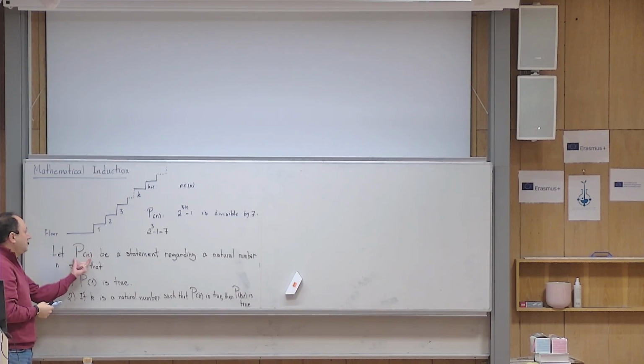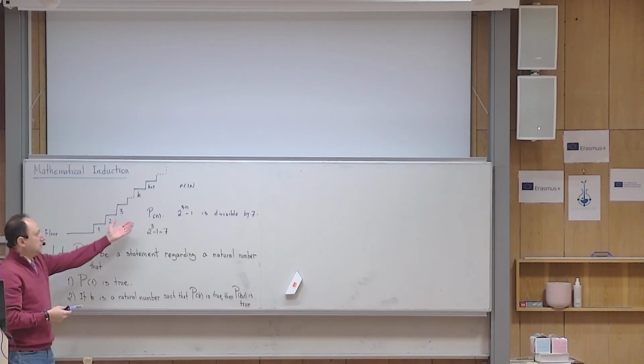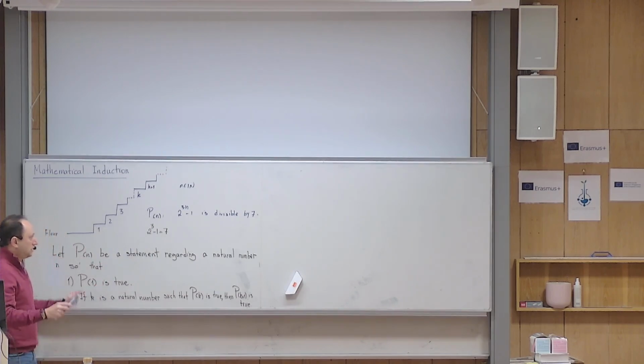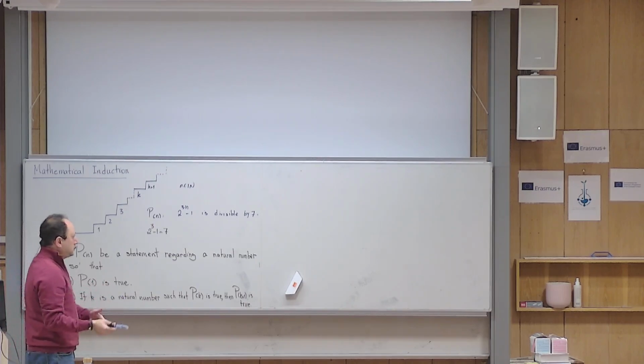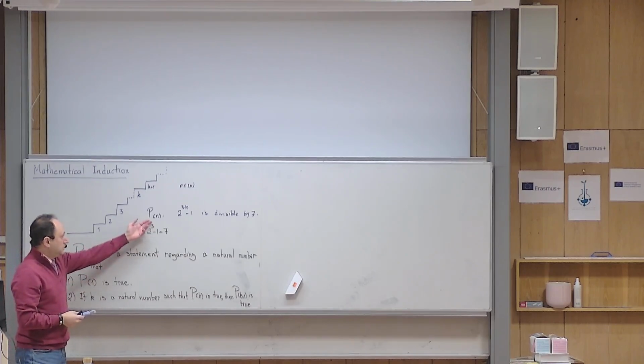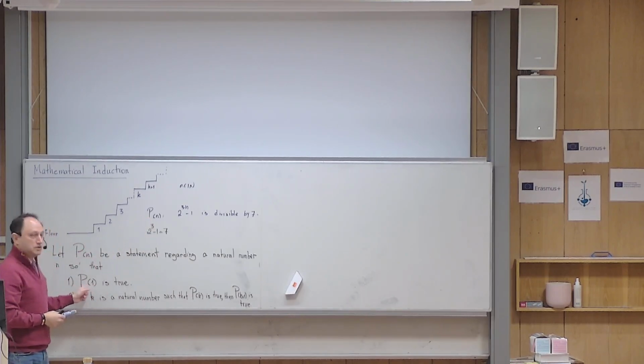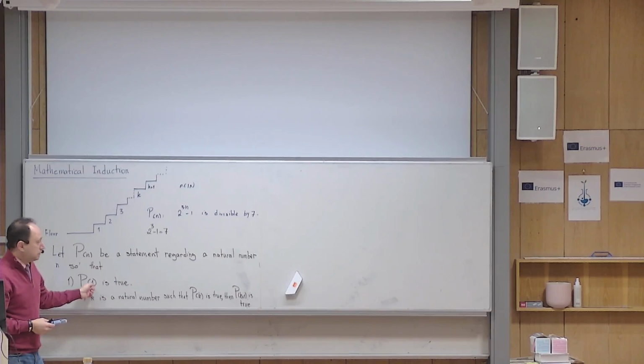When I say I have a statement regarding a natural number n, exactly I mean like this. When I say a statement, I have a declarative sentence which claims something. It might be true or might be false, but let us say that what they are claiming is true at least for the first number. Okay? And then, this is important to understand.